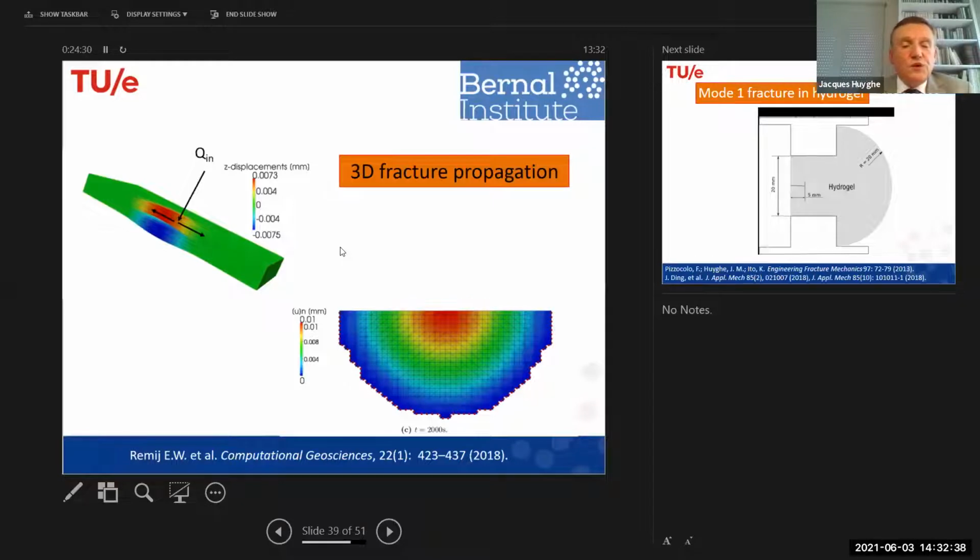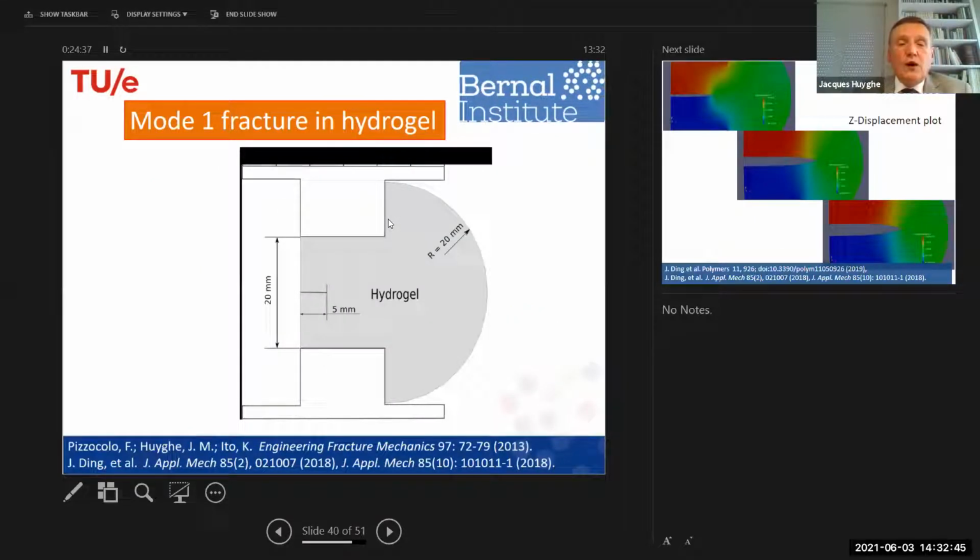In 2D, this works fine. In 3D, we are working on it. This is a result in 3D, but I will not go into those details. I will come back now to the simulation of the hydrogel.